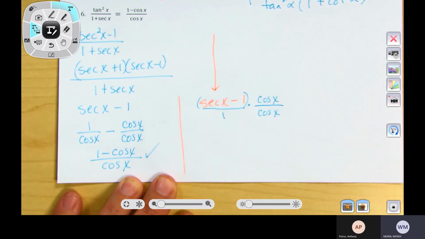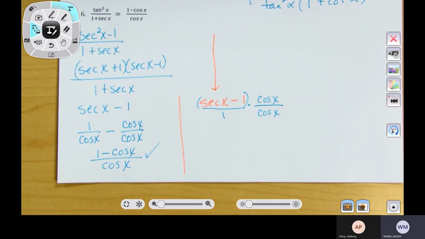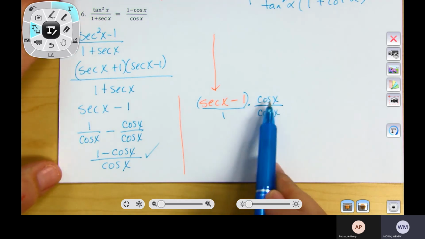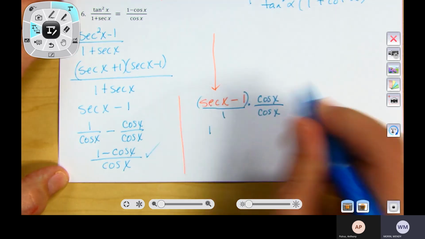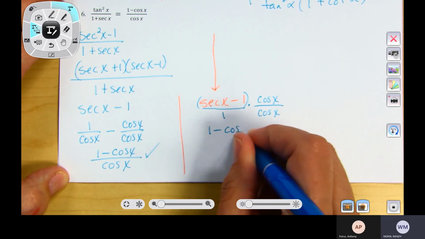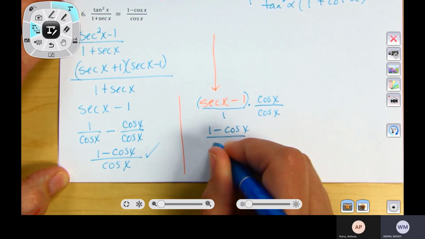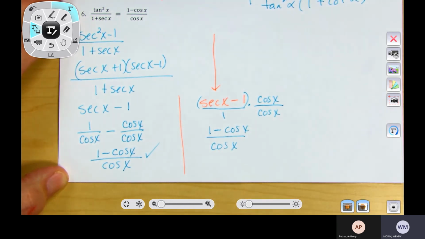Let me give you a hint. How do I multiply those numerators together? Distributive property. What is cosine times secant? 1. Did I get to the same spot? That's a trick of making a non-fraction a fraction. And that's why you would want to do something like that. Little trick. Okay?